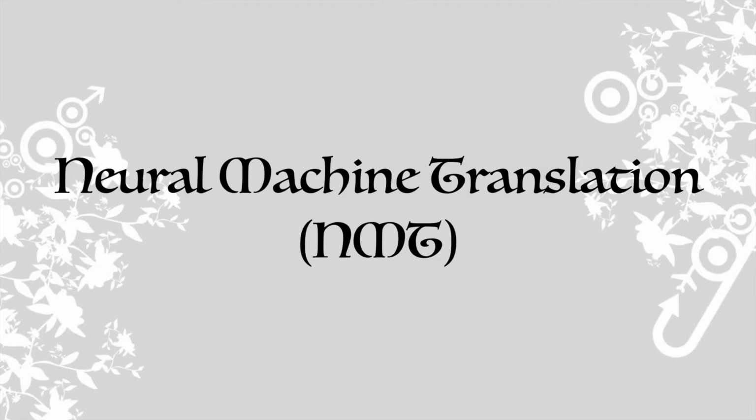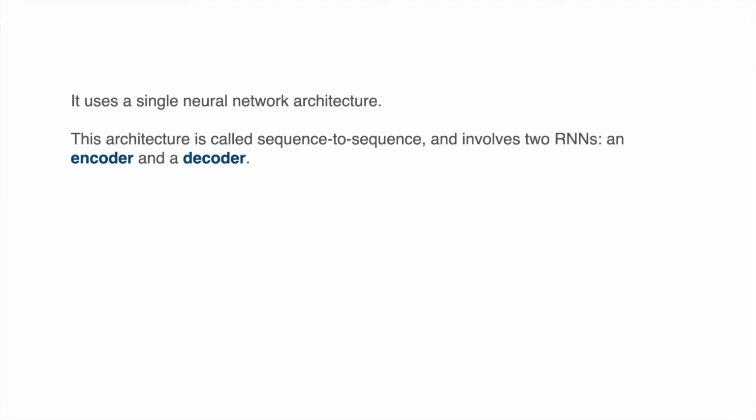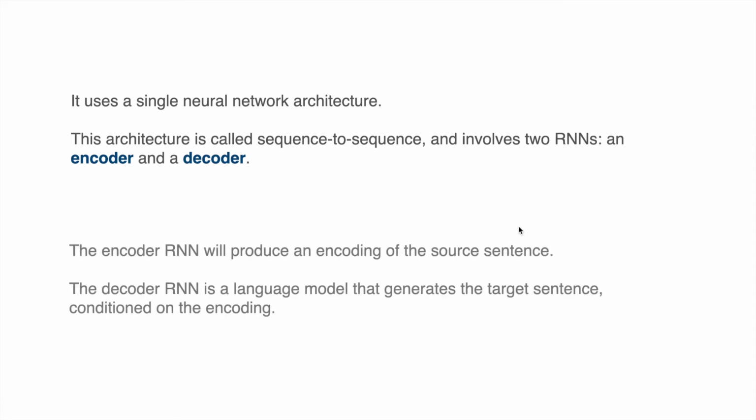Neural machine translation. It uses a single neural network architecture. The architecture is called sequence to sequence, and it involves two RNNs or recurrent neural networks. One is called encoder, the other one is a decoder. The encoder will produce the encoding of the source sentence, and the decoder will produce the target sentence based on the conditions of the encoding.